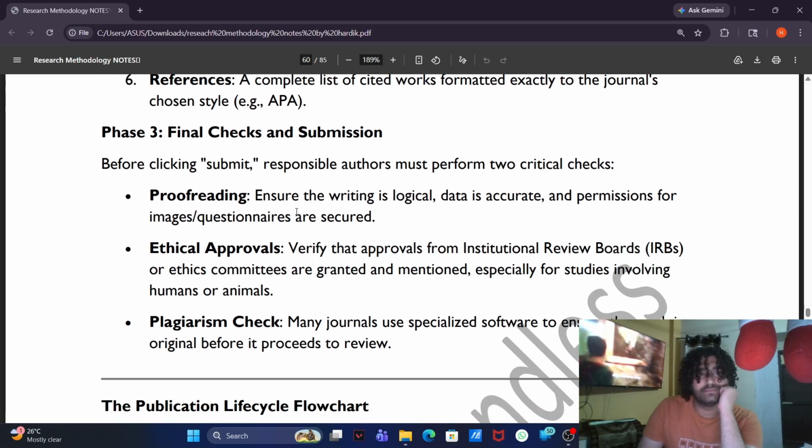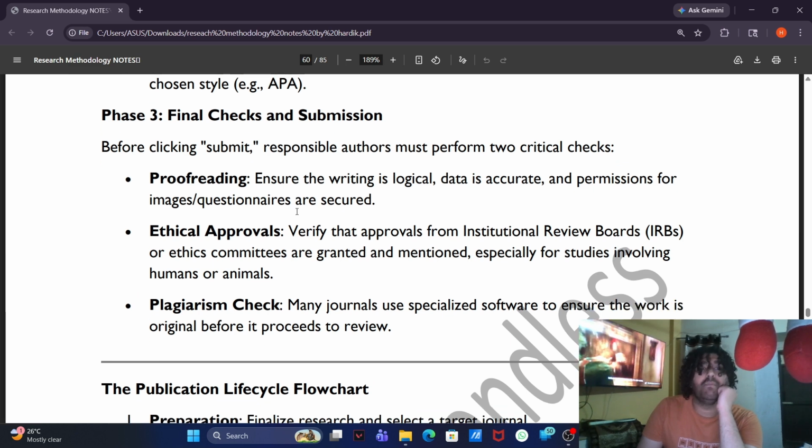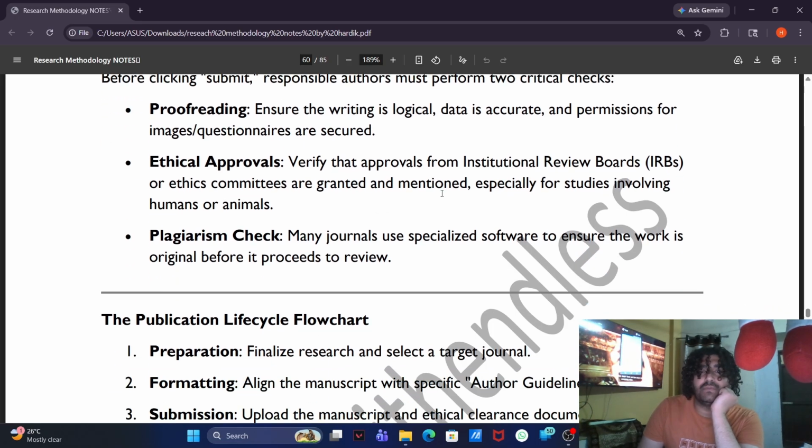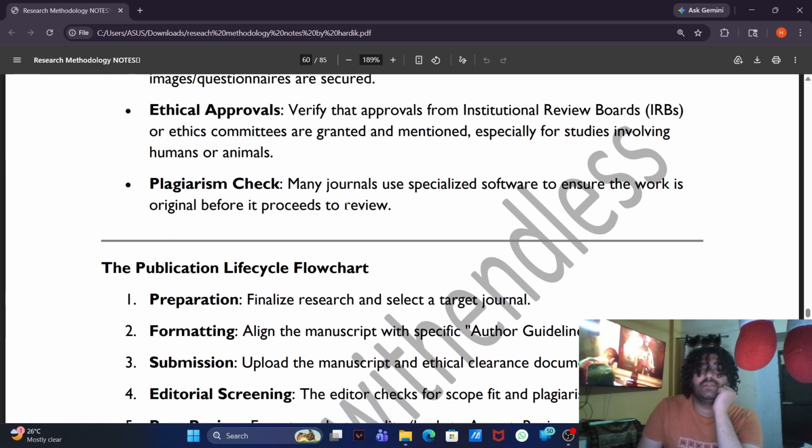Phase 3. Final checks and submission. Before clicking submit, responsible authors must perform critical checks: proofreading, ethical approval, and plagiarism check. Proofreading. Ensure that the writing is logical, data is accurate, and permission for images and questionnaires is secured. Ethical approvals. Verify that approvals from the Institutional Review Board, IRBs, or ethical committees are granted and mentioned, especially for studies involving humans or animals. Plagiarism check. Many journals use specialized software to ensure the work is original before it proceeds to review.